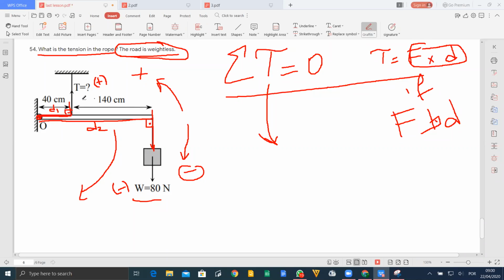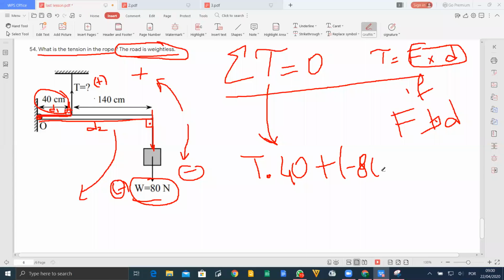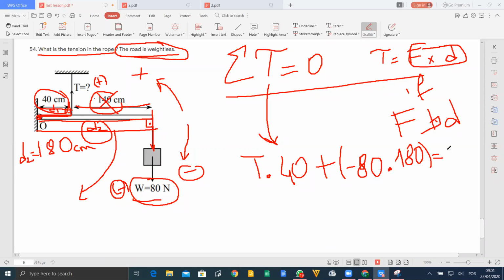So let's use that. First, T is positive. T times what is its distance? 40 centimeters. Plus, what's the second force? This is the weight of the object, but it is going to be taken as negative. Negative 80 times what is its distance? Not 140. You need to take the whole distance. This part is 40, this part is 140, so distance 2 is 180 centimeters in total, right? And this is equal to 0.